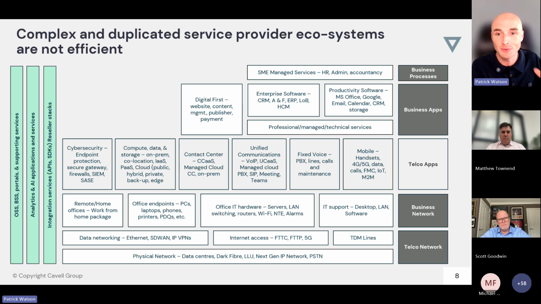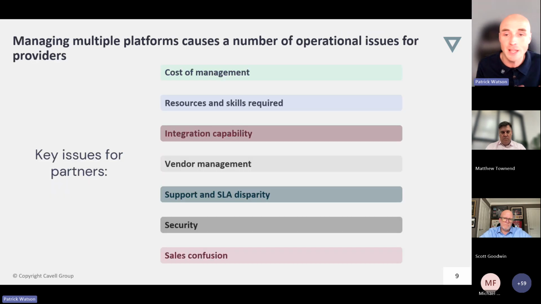So that's the sort of complex 5D chess example of what an ecosystem might look like, with some of these duplicated systems. If you're running, as we've seen examples of at Cavell, 20 plus UC systems, as well as all of the other pieces within this network topology. But there are also other key operational problems from managing multiple partners, and these are just some of the examples that we've come across from a Cavell perspective.